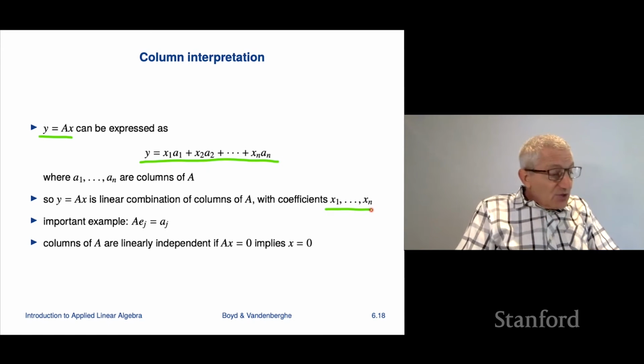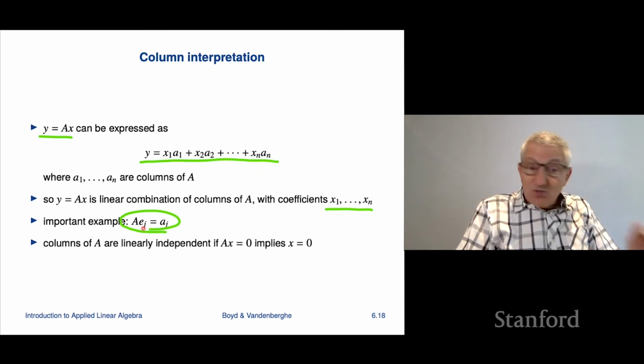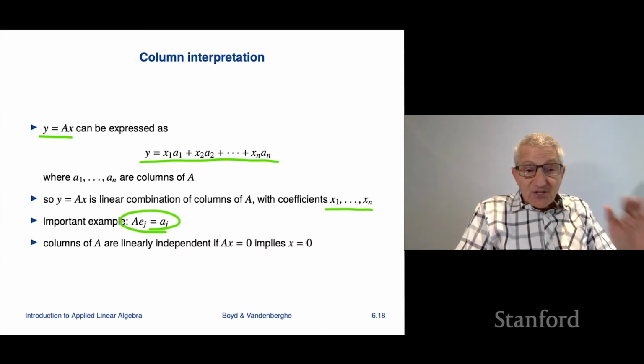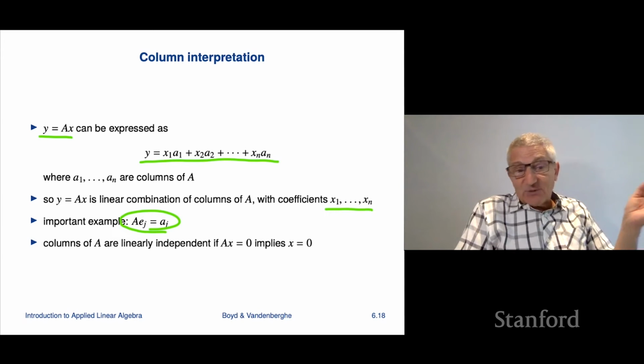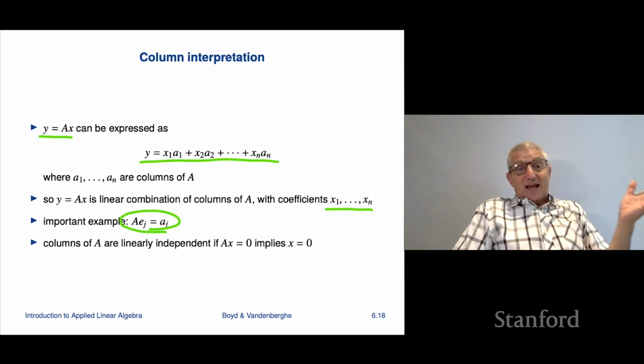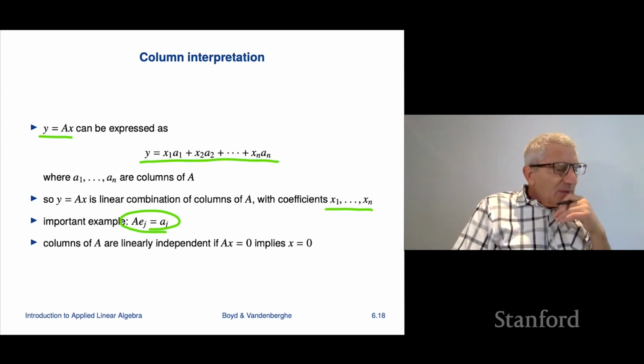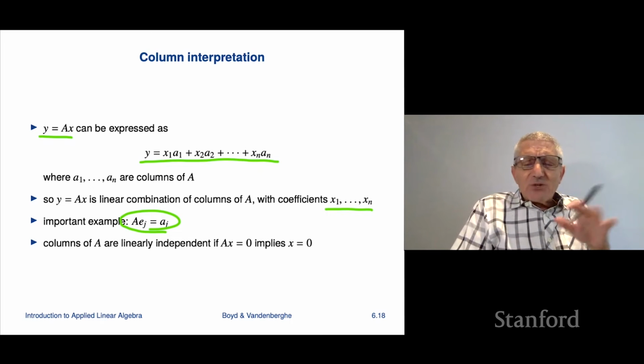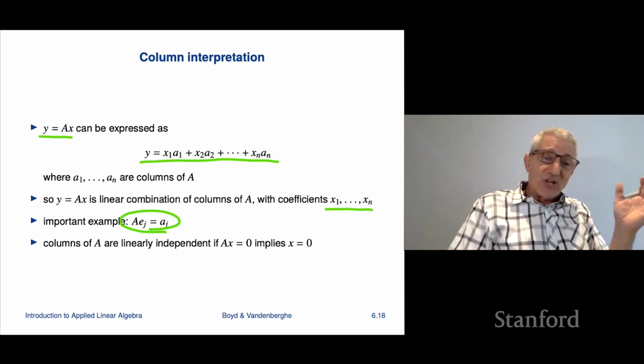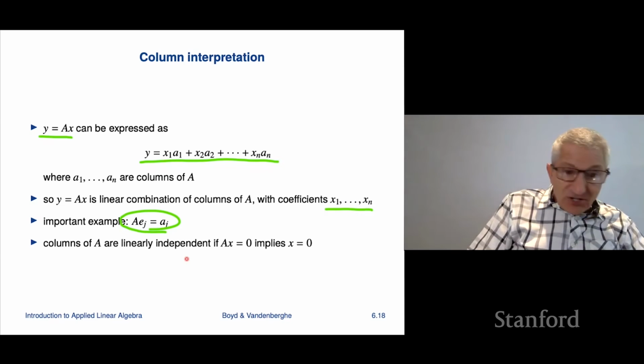Okay, so here's a super important example. It's something you just absolutely need to know. A times ej, where ej is the jth unit vector, is the jth column of A. It's kind of interesting, right? You would say that multiplying a matrix by ej picks out the jth column. So let's just check that just for fun.